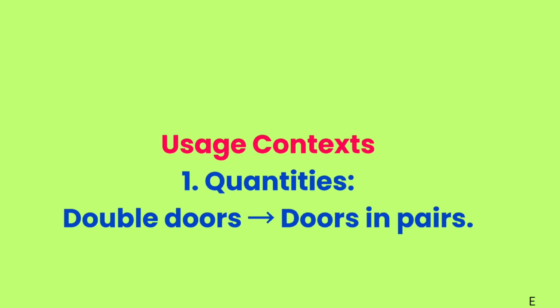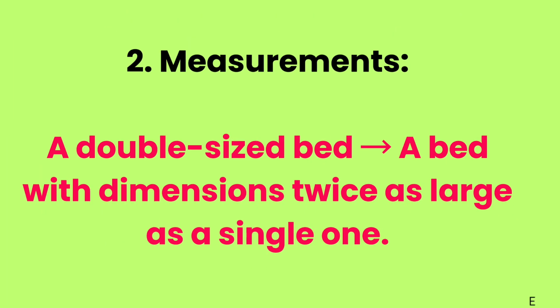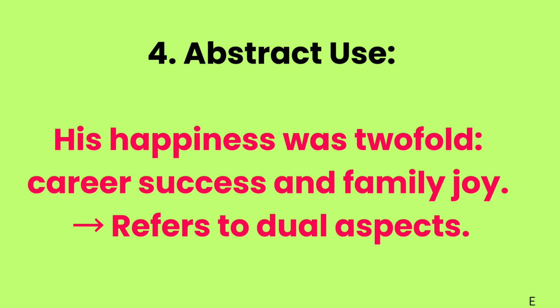Usage contexts. 1. Quantities. Double doors, doors in pairs. Triple layer cake, cake with 3 layers. 2. Measurements. A double-sized bed, a bed with dimensions twice as large as a single one. 3. Repetition. Triple the effort, multiply the effort 3 times. 4. Abstract use. His happiness was twofold, career success and family joy.